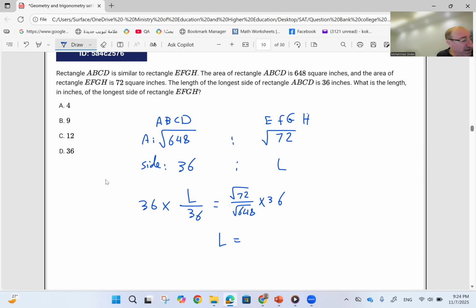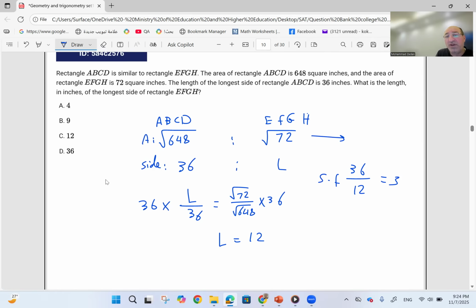Question number 10, you will find it is 12. Because the ratio between the side lengths, 36 over 12, is equal to 3. This is the scale factor.